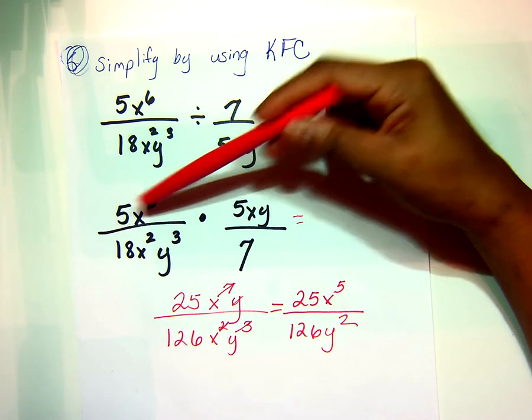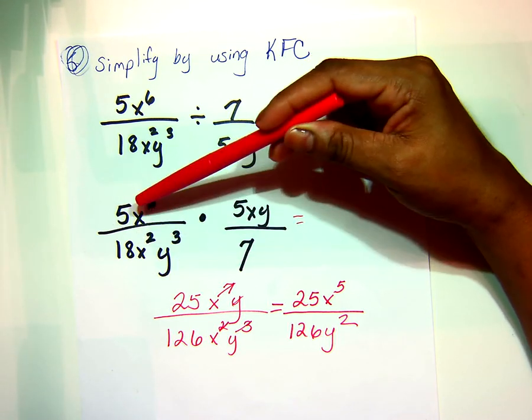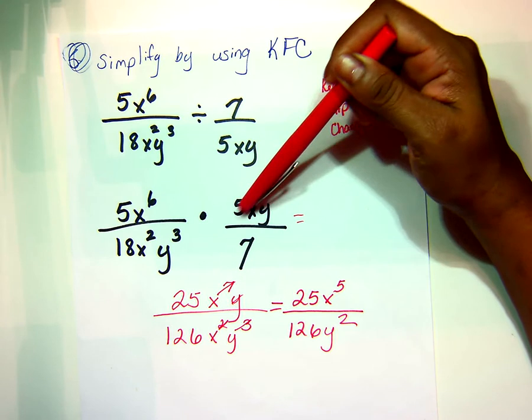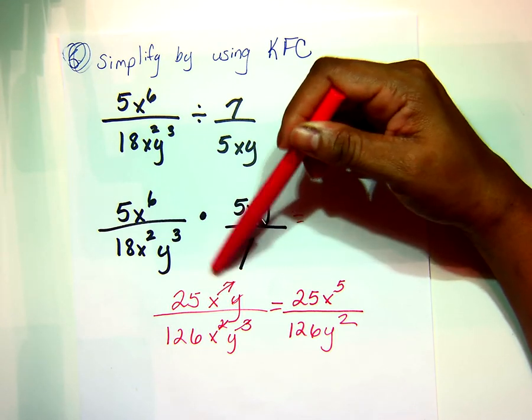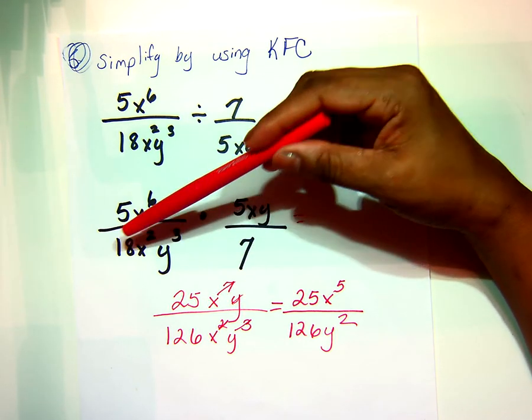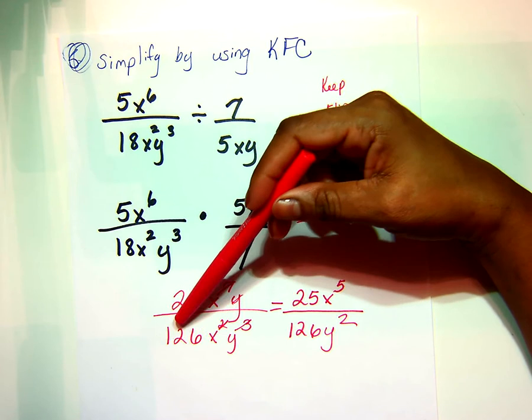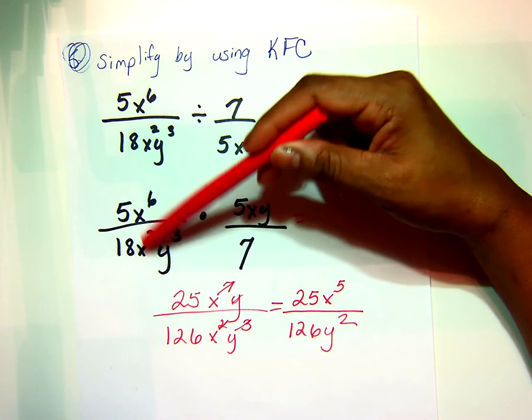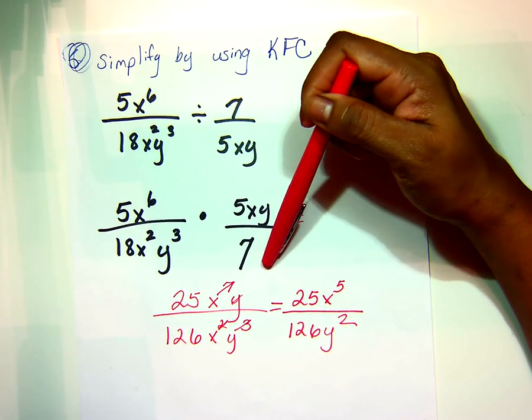So now we're going to cross multiply, or either just go across and multiply. So we got 5 times 5 gives you 25. 6 plus 1 gives you 7, therefore you got the x to the 7, and then bring down your y. 18 times 7 gives you 126, so bring all of this over because the 7 doesn't have any variables.